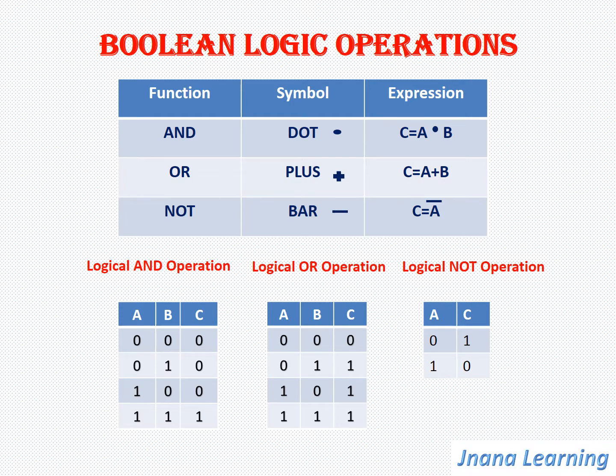In the logical AND operation, the truth table is such that if both the inputs are 0, output will be 0. If inputs are 0, 1 or 1, 0, output will be 0, and if both the inputs are 1, output will be 1. The second case is the logical OR operation. We have two inputs A, B and output C. If both the inputs are 0, output will be 0, and for all other cases the output will be 1. And the logical NOT operation is just an inversion operation: if input is 0, output will be 1, and if input is 1, output will be 0. So that is about Boolean logic operations.